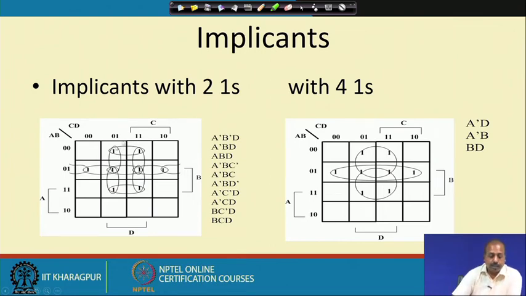Suppose this is a Karnaugh map. With implicants of 2 ones, these are all the implicants like that. Here I have purposefully grouped them into pairs, so that all the implicants are covering exactly 2 ones. So, these are all implicants. Now, if you take groups of 4, we will be getting like this. These are also implicants because they are covering some of the ones.